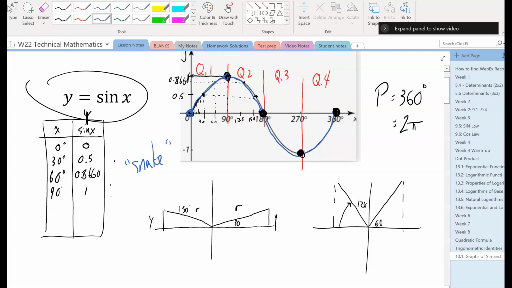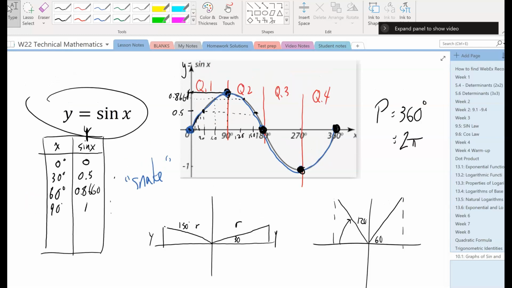Briefly review that y equals sine x has these 5 key points. The zeros occur along the x-axis at 0 degrees, 180 degrees, and 360 degrees. Halfway between two zeros is the first max at 90 degrees, and halfway between the second zero and the third zero is the minimum at 270 degrees.